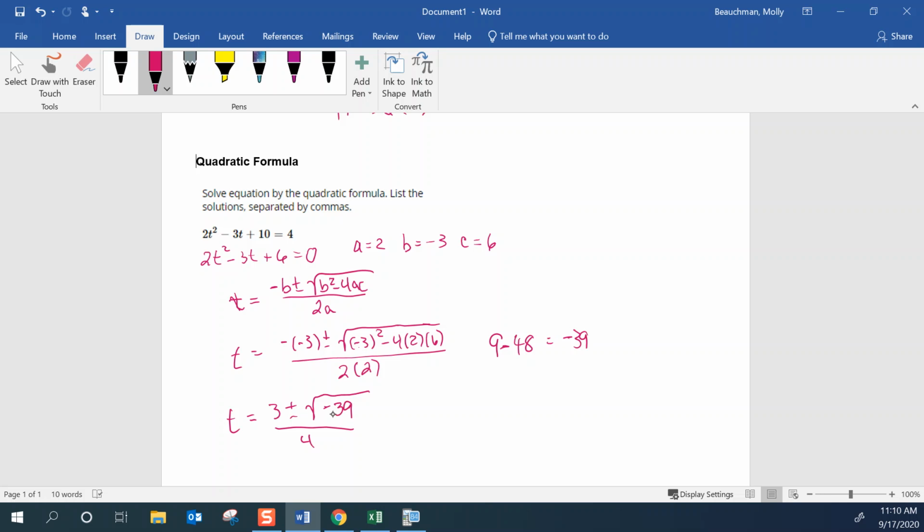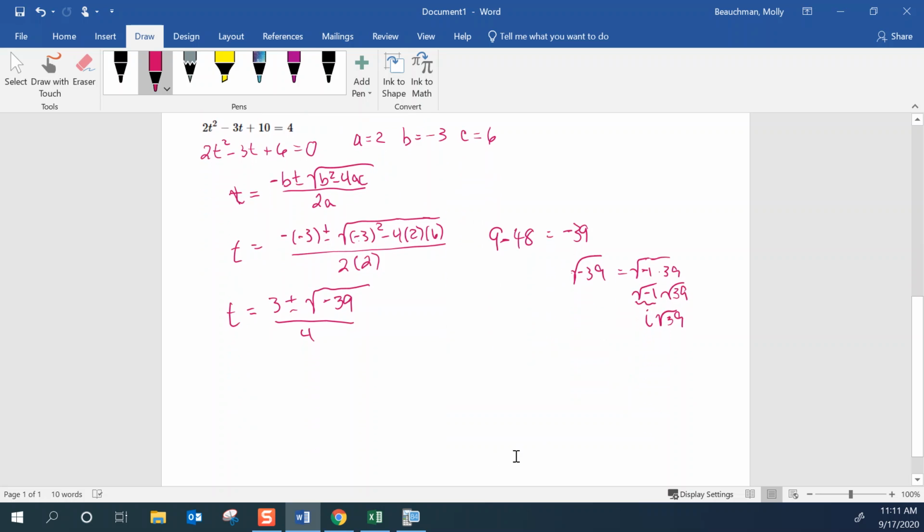This is a complex number because we have a negative. To simplify the square root of negative 39, that's the square root of negative 1 times 39, which is the square root of negative 1 times the square root of 39. The square root of negative 1 is i. The 39 inside the square root we can't simplify because it's 3 times 13, and neither one of those is a perfect square. So we end up with t equal to 3 plus or minus i times the square root of 39 all over 4. And nothing else can be simplified.